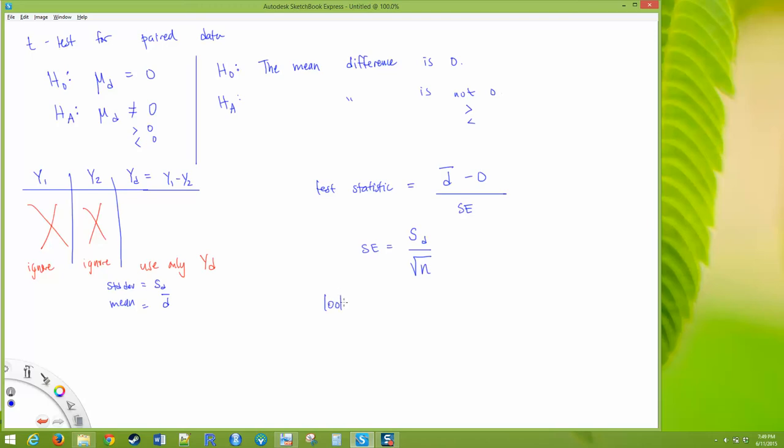And then you look up in the t-table with n minus 1 degrees of freedom. So the important thing here for paired data is that you're only making a statement about the difference, the mean difference between y1 and y2, or the before and the after, or something like that. You're not making statements about y1 and y2 themselves directly, just the relationship between those. So there's only mu of the difference. Okay, so don't do mu1 and mu2. That's the t-test for paired data.